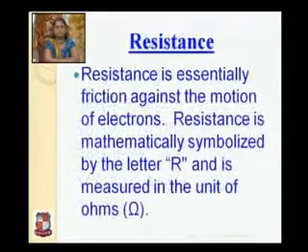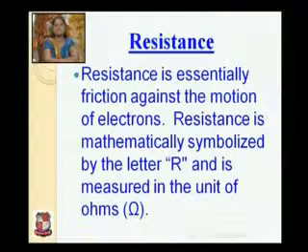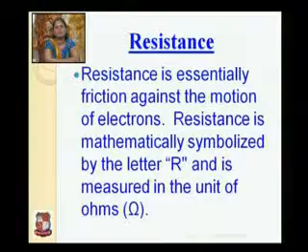74.05 degrees. Now resistance. Resistance is essentially friction against the motion of electrons. Resistance is mathematically symbolized by the letter R, and the unit of the resistance is ohm.